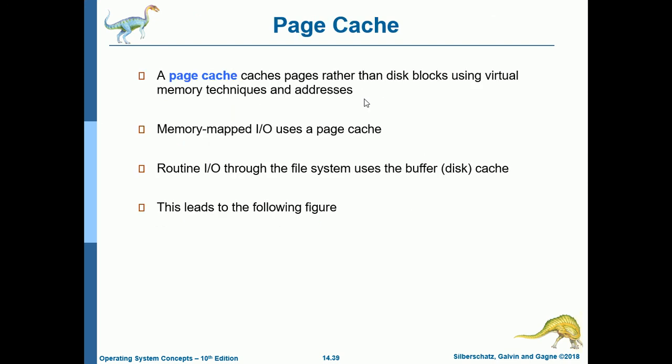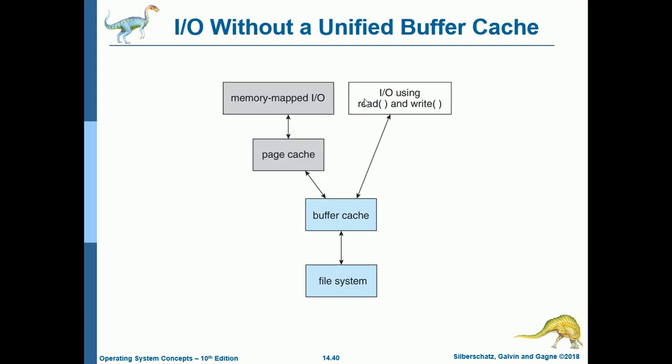Okay, next we have the page cache. A page cache caches pages rather than disk blocks using virtual memory techniques and addresses. Also, memory mapped I/O uses a page cache, and routine I/O through the file system uses the buffer or disk cache. So this leads to the following figure.